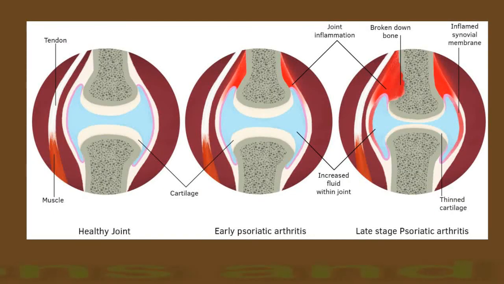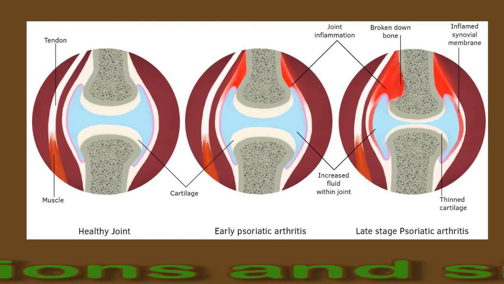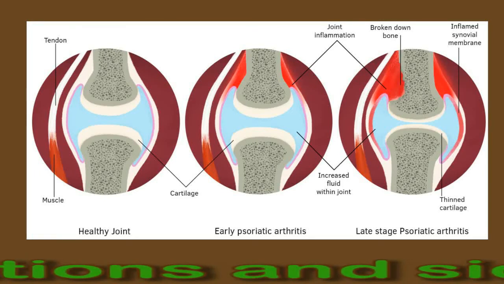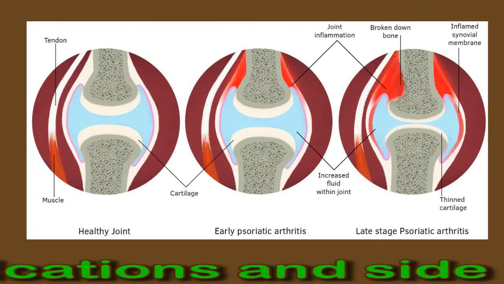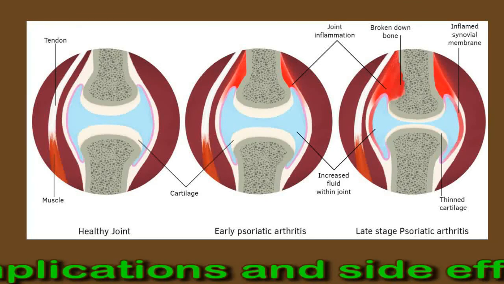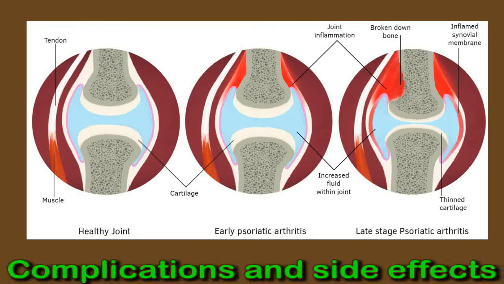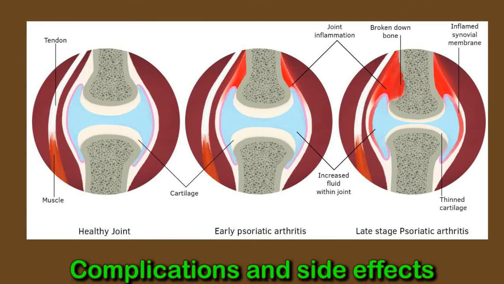Complications and side effects. If a person does not receive the correct treatment, psoriatic arthritis can cause permanent joint damage, which may lead to changes in the shapes of the joints. Treatment can prevent or slow down the progression of the condition. Psoriatic arthritis also increases the risk of developing other conditions including inflammatory bowel disease, heart disease, and eye problems such as conjunctivitis and uveitis.